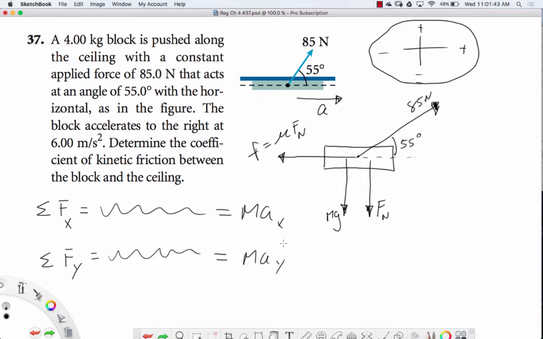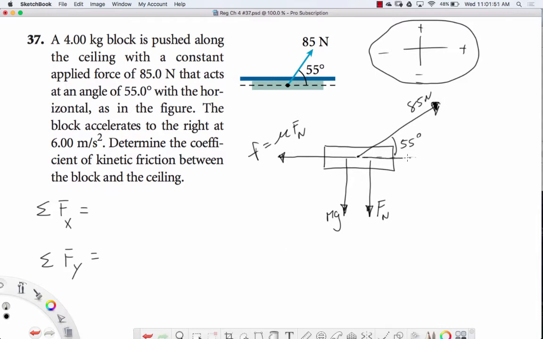Okay, one thing we're going to have to do before we sum the forces, the 85 Newton force, we got to break that into components, don't we? We're going to break this into x component and y component like that. So the x component is going to be cosine 55 times 85. The y component is sine 55 times 85. So now we're ready to sum the forces.